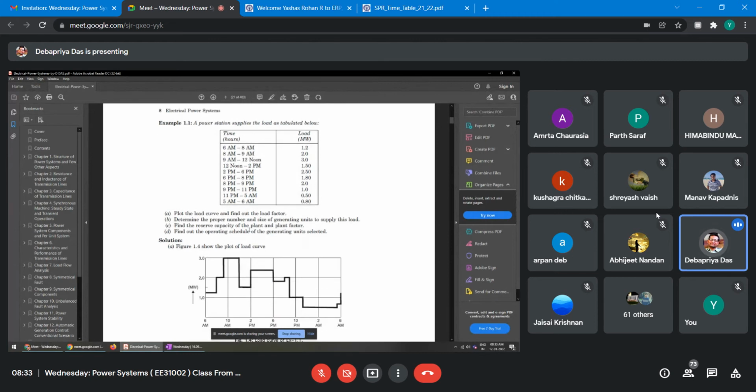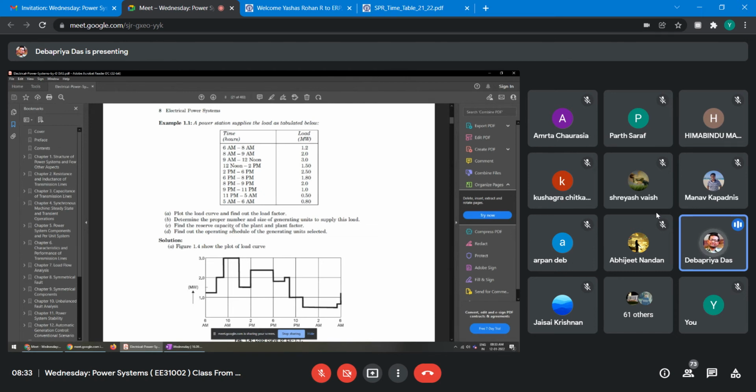Determine the proper number and size of generating units to supply this load. This is from your intuition, you'll make it. In reality, they run optimization programs and a lot of issues are there. It is not just a thumb rule. Later, when I teach load frequency control, the control part is there: integral controller, proportional controller, derivative controller. How industry actually operates, I'll tell you a little bit when I teach load frequency control.